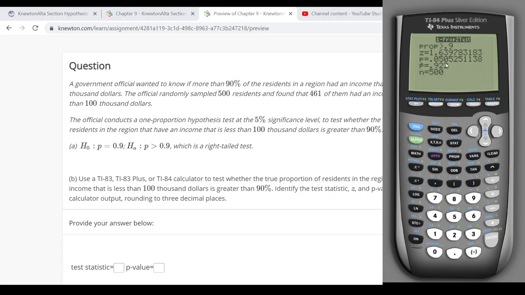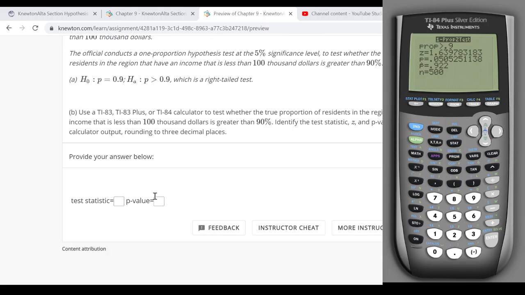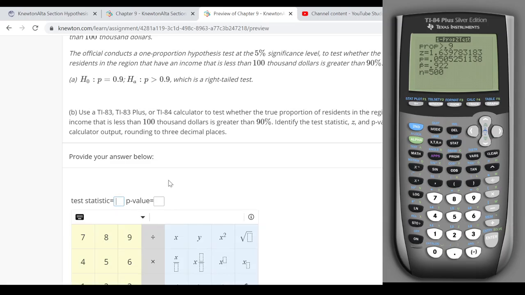But the important stuff are these two lines. You have your z-score. This is the test statistic. This is the z-score for your sample proportion, 1.6. Now they ask us to round to 3 decimal places. So 1.6397, but that rounds up to 1.640 for the test statistic. All right, so down here I'm putting 1.640.